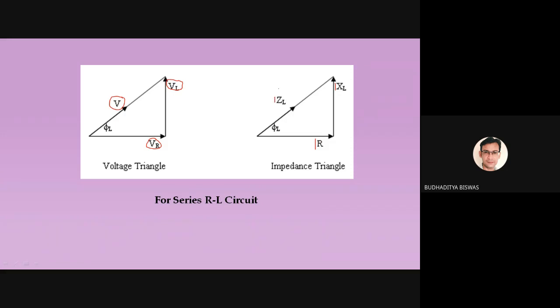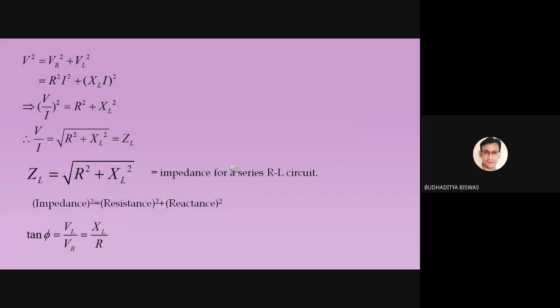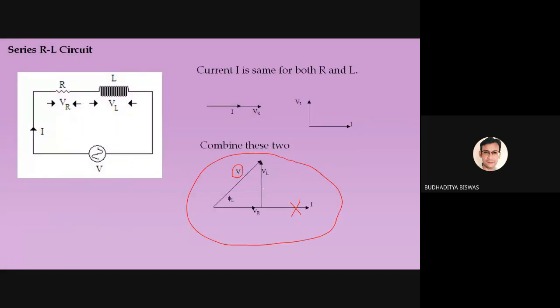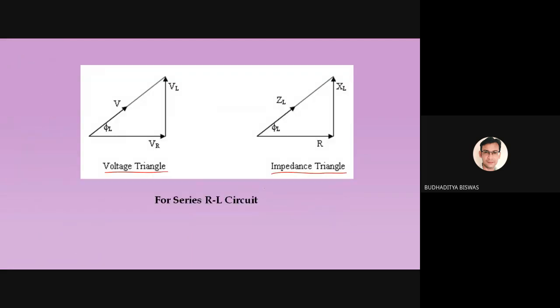So if we delete all these values of I, it becomes an impedance triangle, because only the resistance, reactance and impedance are present here. This is the impedance triangle. This is the voltage triangle. And that one is called the phasor diagram. A phasor diagram is a pictorial relation between voltage, current and so on. But in the voltage triangle and impedance triangle, only the voltage or only the impedance is present in the figure for the series RL circuit.